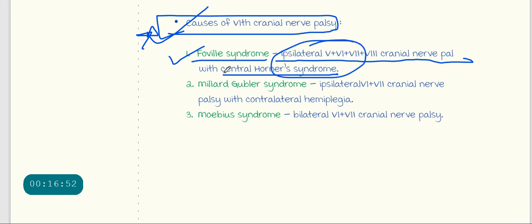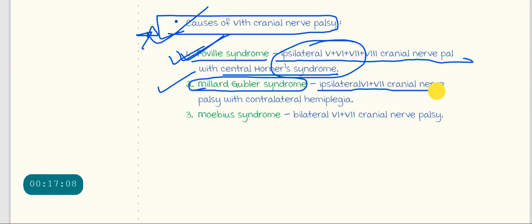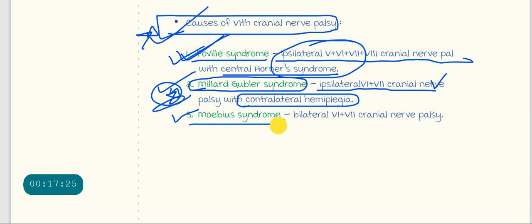Now the next comes Millard-Gubler syndrome. The ipsilateral palsy over here is 6th and 7th cranial nerve palsy, and here it is with contralateral hemiplegia. Very important. Millard-Gubler syndrome. The next and the last is Moebius syndrome, and there is bilateral cranial nerve palsy of the 6th and 7th cranial nerves.